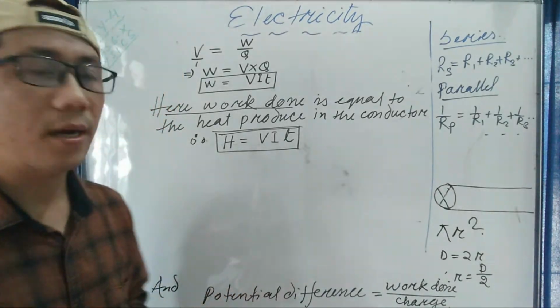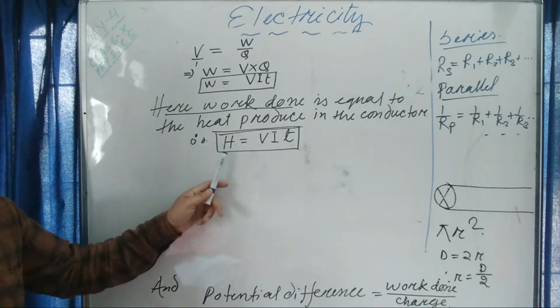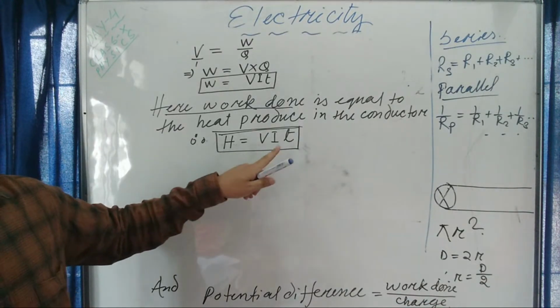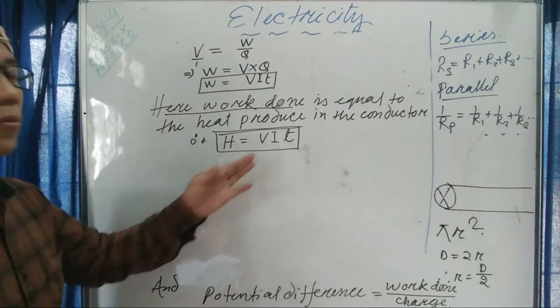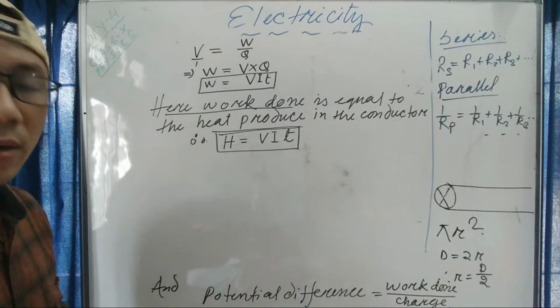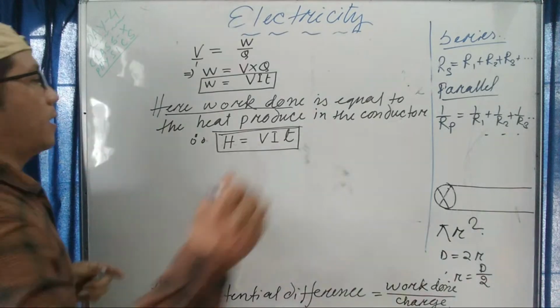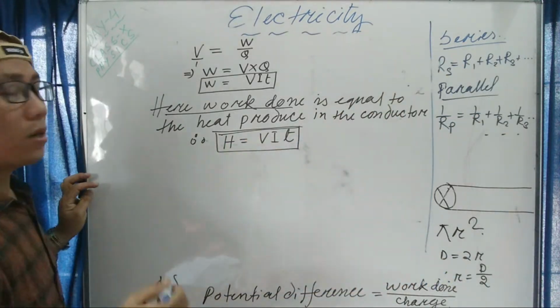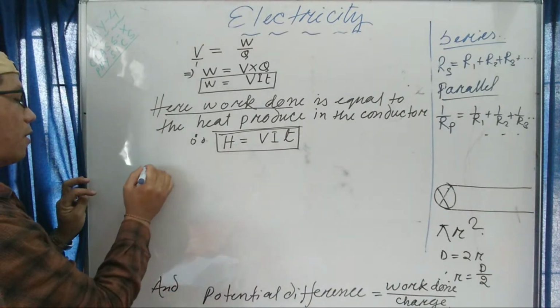So heat produced by the conductor is equal to VIT. We already know that. Now what are we going to do here? Fine, at the end of the class you can give your name now also. Then what we have to do is use Ohm's law.